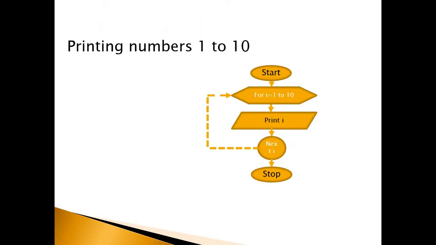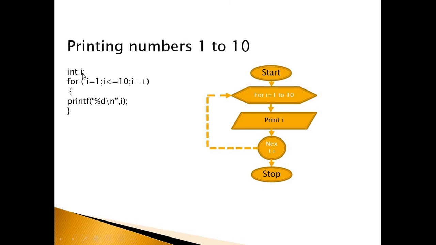Let me take another example here, that is to print numbers 1 to 10. This is the flow chart. We can also make use of the loop symbol here, that is the hexagon. For i is equal to 1 to 10, print i. After printing i, the value of i will be incremented, and then again it will be tested to check whether it has reached the end value. Now the code required to print 1 to 10 numbers.